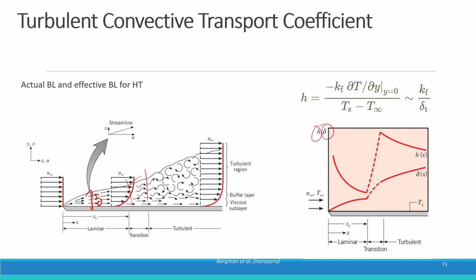Then this plot shows the variation of the heat transfer coefficient. You can see that for laminar flow, the convective heat transfer coefficient h will decrease initially until this critical point, or until we reach the transition regime. It will decrease until that point, and in the transition regime the heat transfer coefficient will suddenly increase, and eventually it will keep on decreasing in the turbulent regime. But again, you can see that the heat transfer coefficient in the turbulent regime will be higher compared to the heat transfer coefficient in the laminar flow regime.